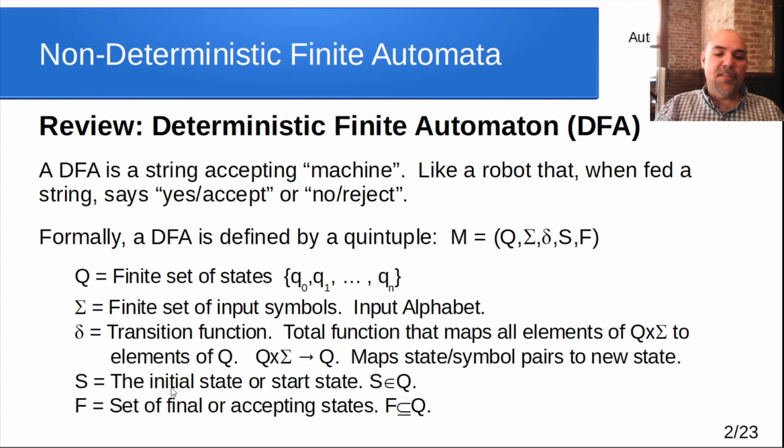And then we have a single defined start state that has to be one of our states. And we have a set of final or accepting states, which have to be a subset of our set of states. Could be all of them, could be none of them, but it's still a subset.